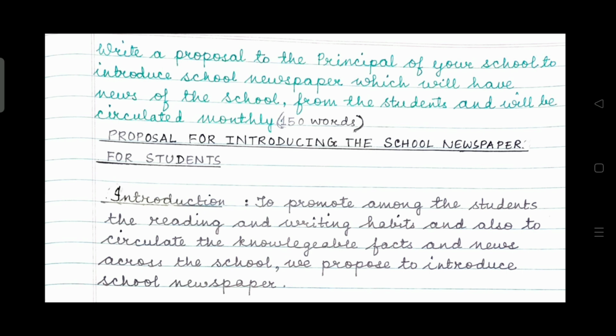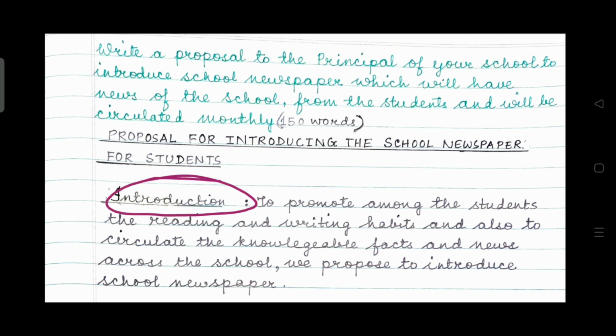Proposal for introducing the school newspaper for students. Write the title in capital letters and underline it neatly. Proposal for introducing the school newspaper for students. The title must be clear, specific. You may mention the word title before writing the title and underlining it. If your teacher has not told you anything about it, don't worry, don't write the term title.